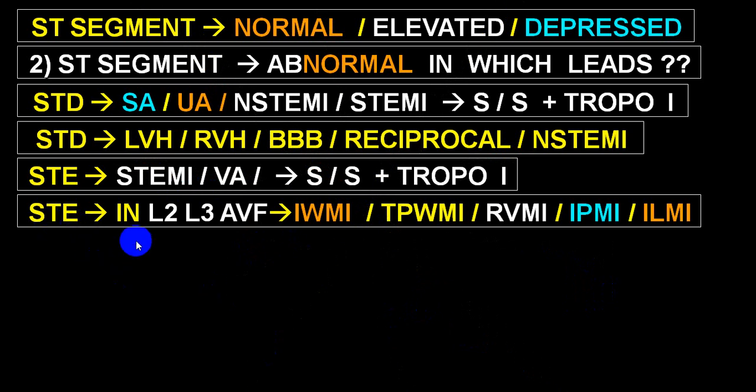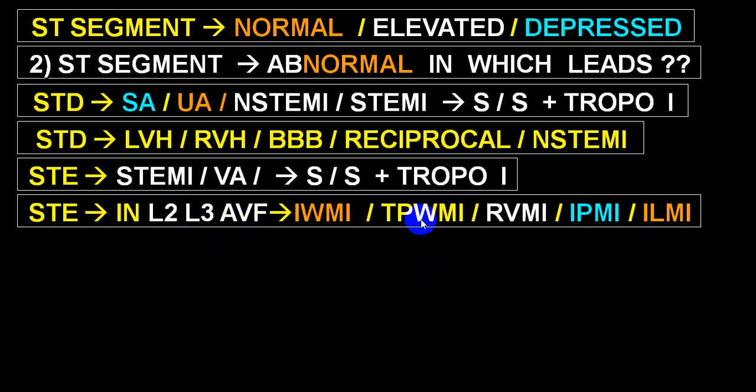Now, ST elevation in lead 2, lead 3, aVF, always suspect inferior wall MI. If you come across ST elevation in L2, L3, aVF, always keep it in mind and try to rule out true posterior wall MI, RVMI, a combination of inferior plus posterior, and inferior plus lateral. Always look for those. In true posterior wall MI, you will have no changes in lead 2, lead 3, aVF.